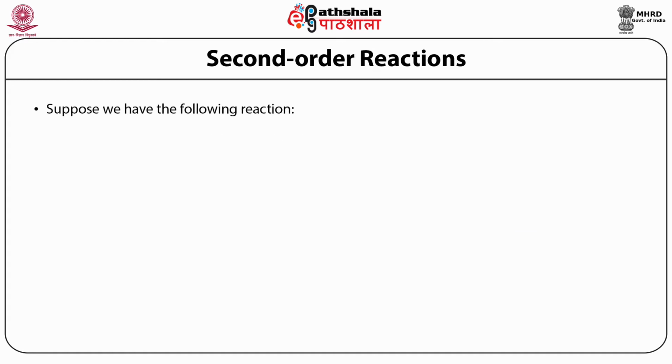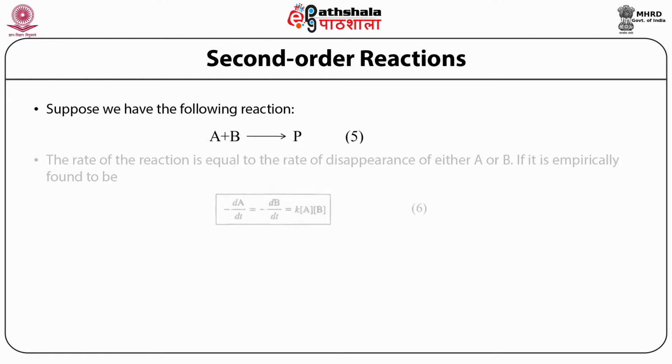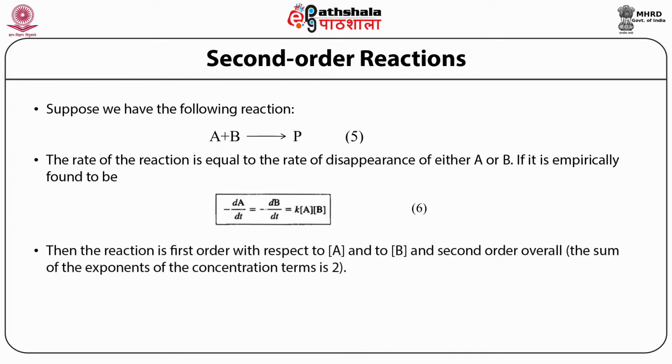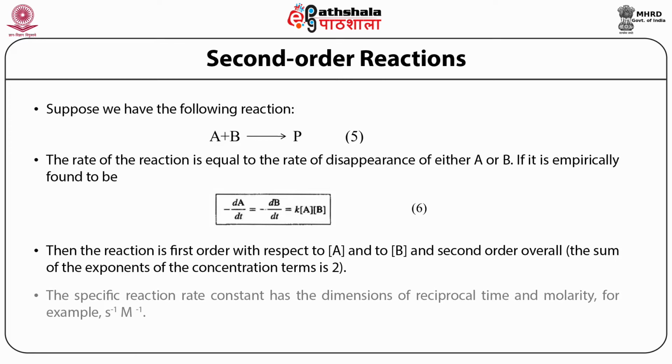Suppose we have A plus B is equal to product. The rate of the reaction is equal to the rate of disappearance of either A or B, and it is empirically depicted by the given equation. Then the reaction is first order with respect to A and to B, and second order overall. The specific reaction rate constant has the dimensions of reciprocal time and molarity, for example, seconds inverse and molar inverse.